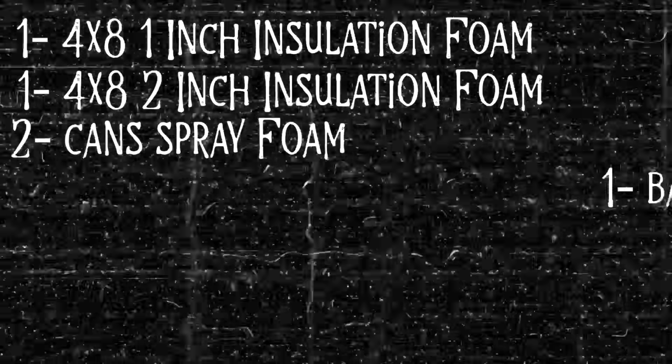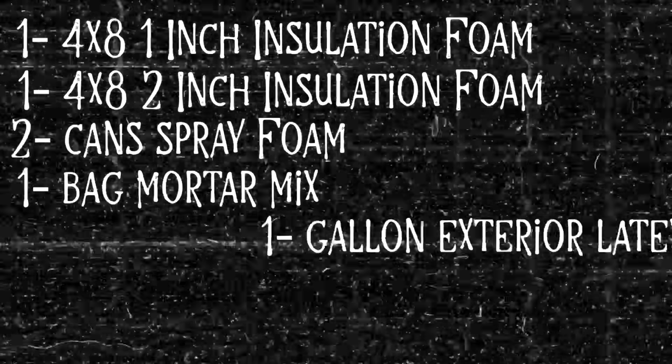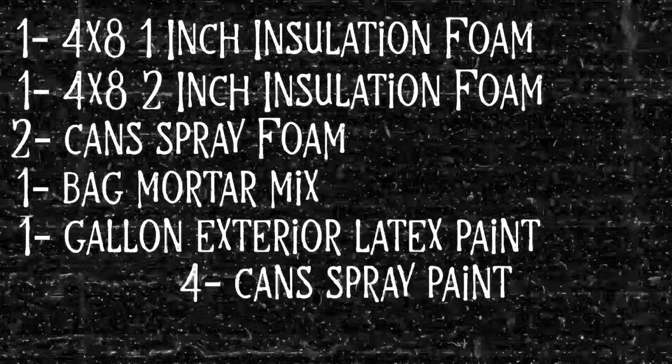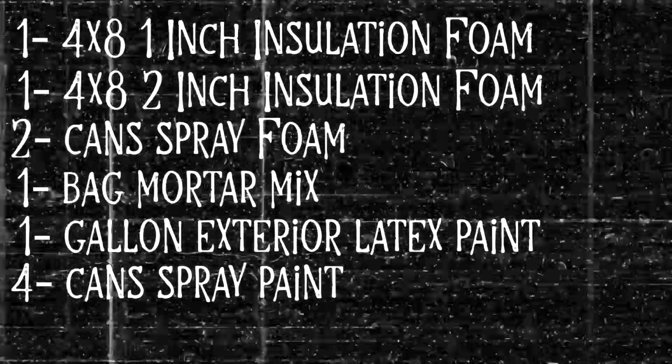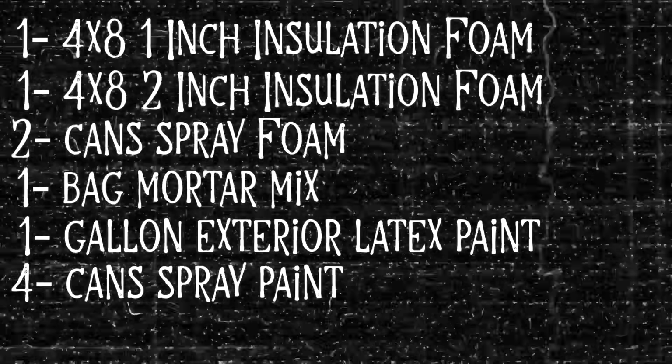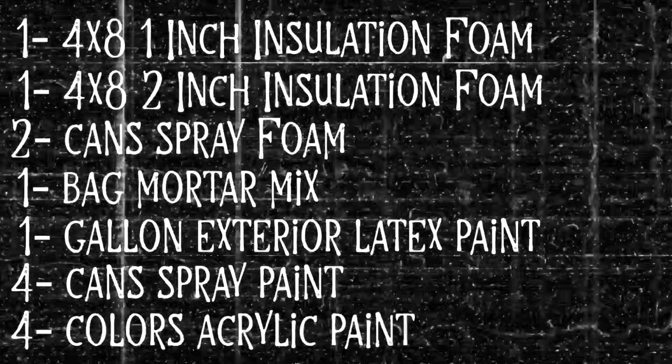First, let's go over the materials that I used for this project. I used one 4x8 piece of 1-inch insulation foam, and then one 4x8 piece of 2-inch insulation foam. I used 2 cans of spray foam, a bag of mortar mix and some exterior latex paint, 4 cans of spray paint, and then some green, brown, black, and white acrylic craft paint.